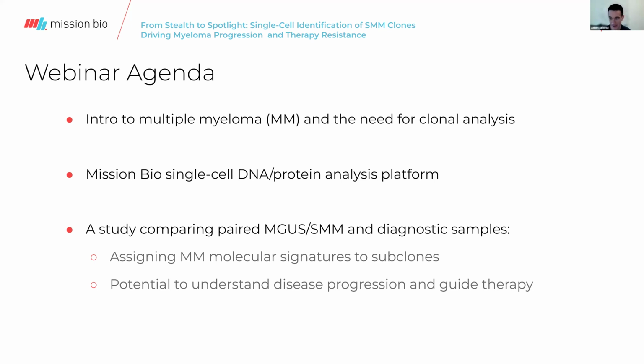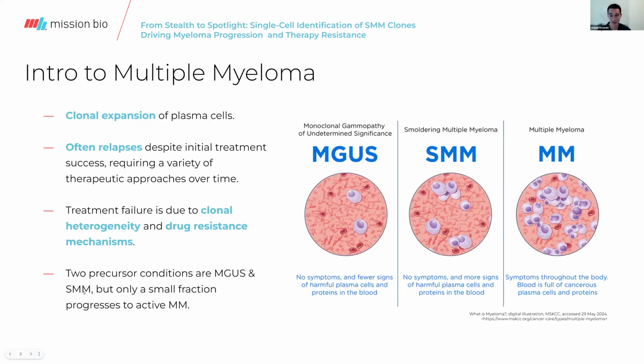And then as a third section, I'll present fairly new data from a multiple myeloma study, specifically looking at paired pre-diagnosis time points, MGUS and smoldering multiple myeloma, and diagnostic time points, and how we were able to assign a diverse set of molecular attributes to subclones within that sample. And also understand, as I said at the top, maybe why the disease progressed, and also how therapy might be guided.